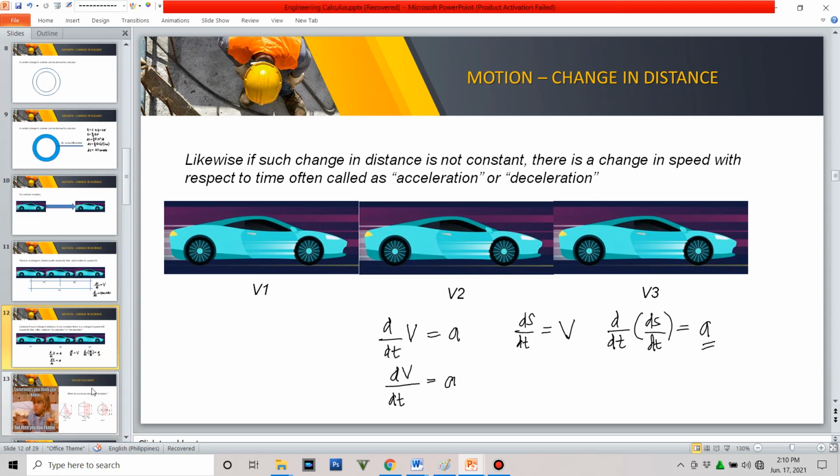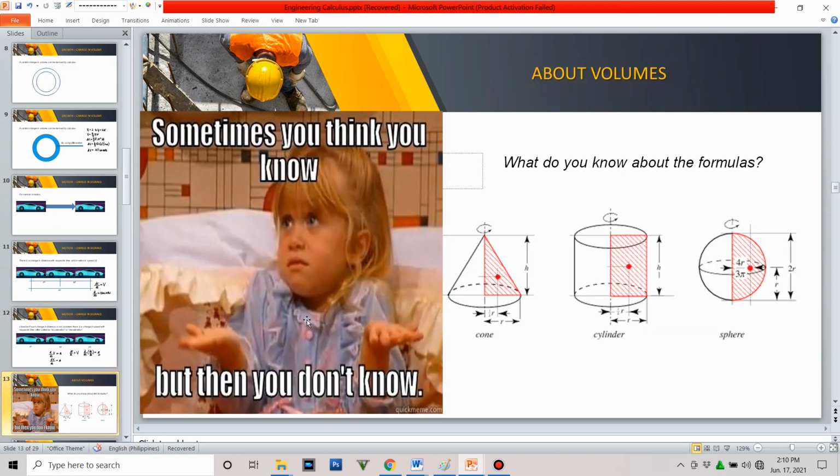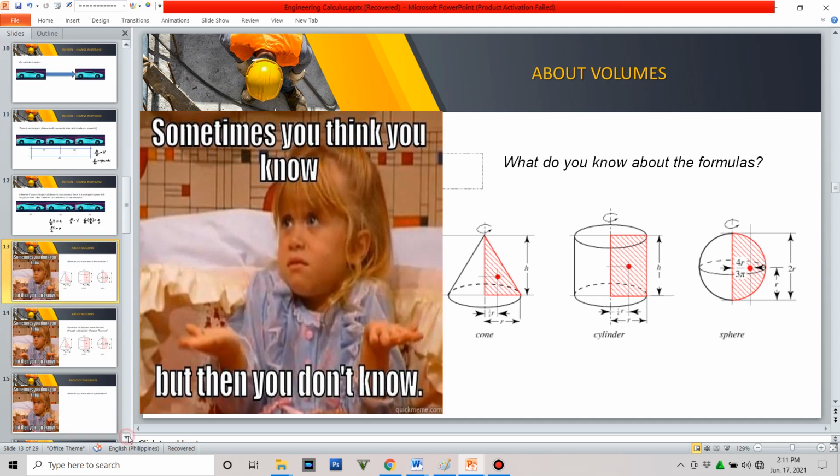So, moving on, don't you know that volumes are derived by calculus? What do you know about the formulas? So, yung formula ba, nandyan na lang yan dati? Of course not. It came from a derivation of the formula.